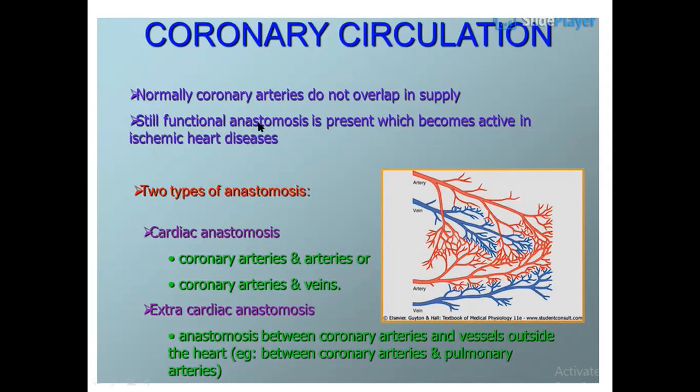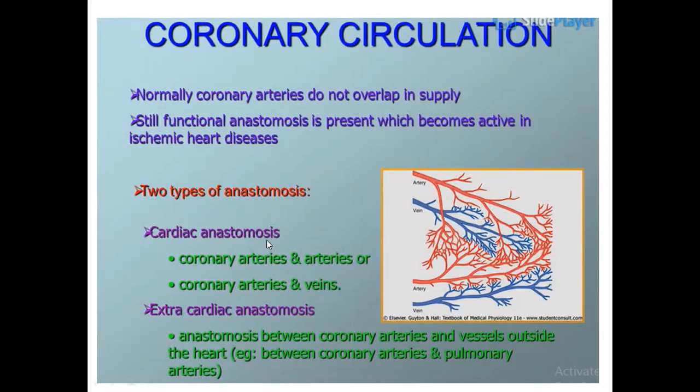So still, functional anastomosis is present, which becomes active in ischemic heart disease. So in ischemic heart disease, a branch of this coronary artery is blocked. And once that branch is blocked, blood will no longer get to that part of the heart, if not for the anastomosis. So two types of anastomosis we have.